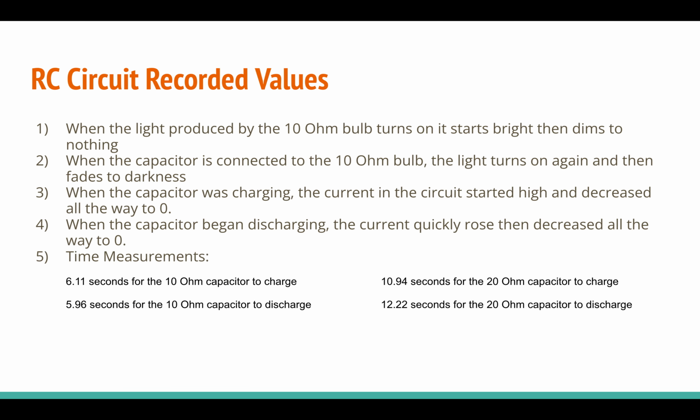So RC circuit recorded values: when the light produced by the 10 ohm bulb turns on, it starts bright, then it dims to nothing. And when the capacitor is connected to the 10 ohm bulb, the light turns on again and then fades to darkness. When the capacitor was charging, the current in the circuit started high and decreased all the way to 0. And when the capacitor began discharging, the current quickly rose, then decreased all the way to 0. And these are the time measurements I had respectively for the 10 ohm and 20 ohm capacitors to charge and discharge.